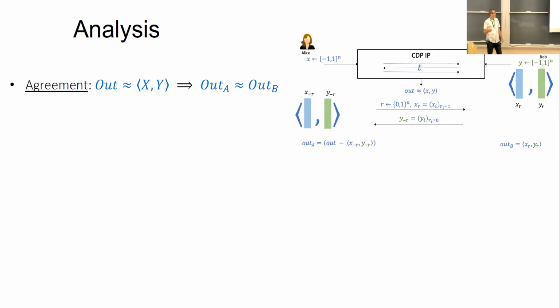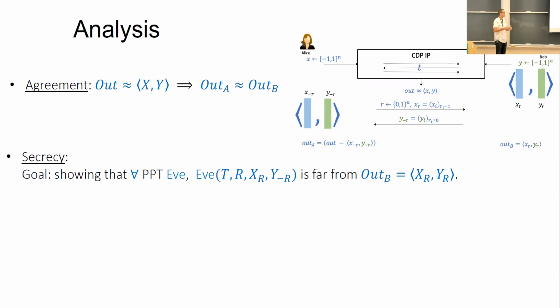And regarding secrecy, this is the second property of key agreement. We need to claim that for every PPT Eve that only sees the interaction of the parties, which is the transcript of the execution of the protocol, this r, x_r, and y_{-r}, out_B must be far from her guess, where out_B is the inner product of x_r and y_r. If we can prove that, then we have a gap, and this will lead to a key agreement.